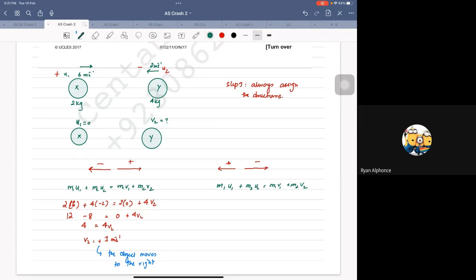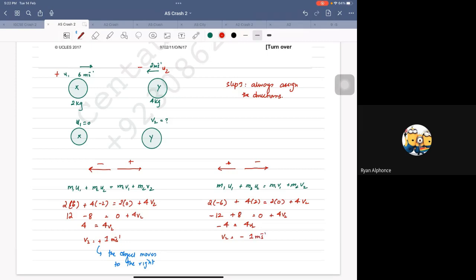So let's see how. If we had put it like this, then 2 times it would be minus 6 because you're taking right side as negative, and that would be 4 times positive 2, right? Then this would be 2 times 0, and this would be 4 times v2. So now you will get minus 12, plus 8, 0 plus 4v2. This is going to be minus 4 and 4v2. When you divide it, the answer will be minus 1 meter per second.